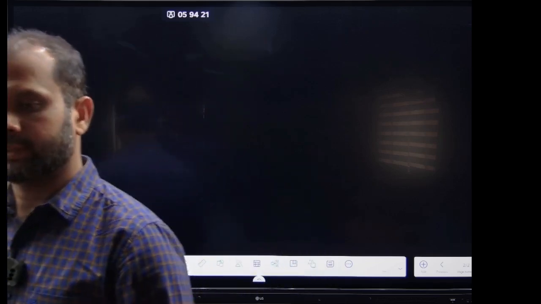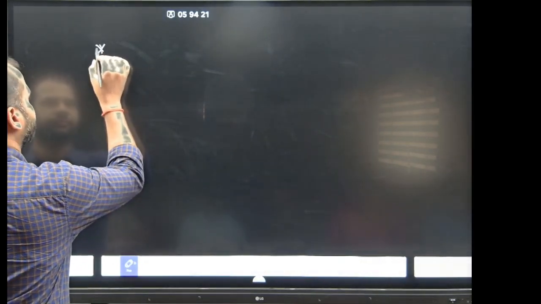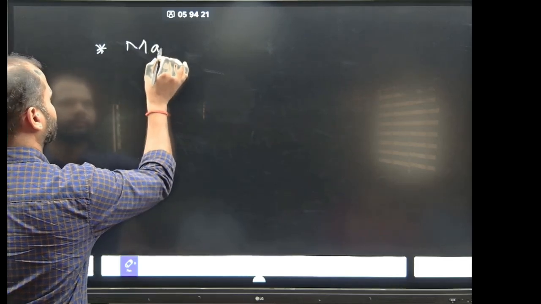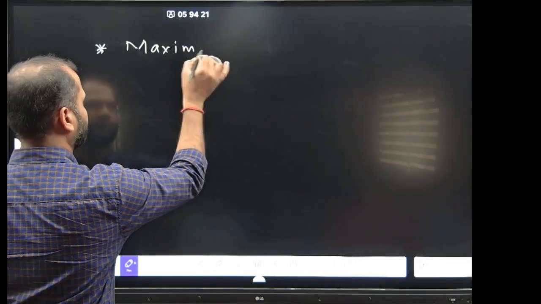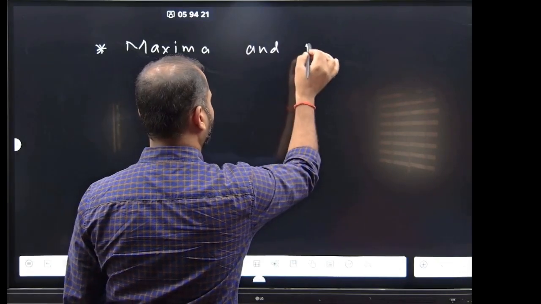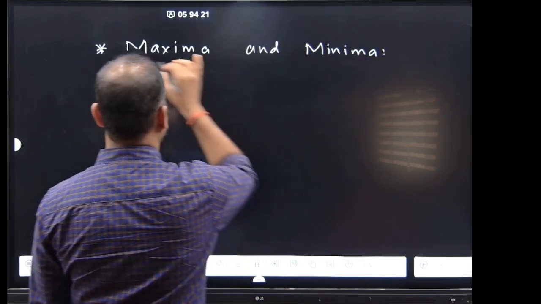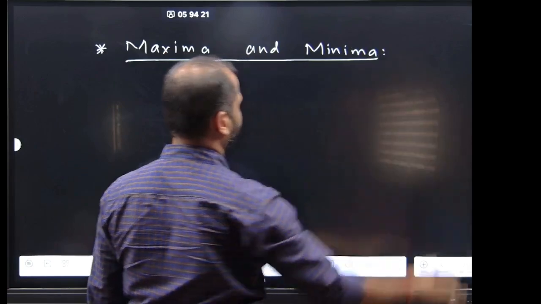Okay, so we'll start. Write down maxima, minima. The next topic is maxima and minima.